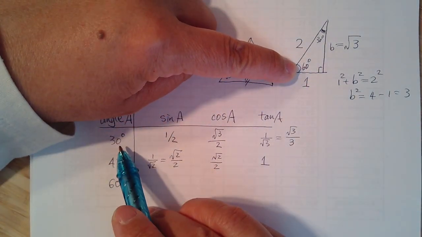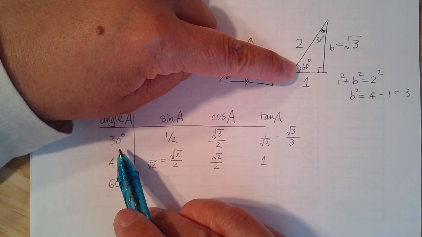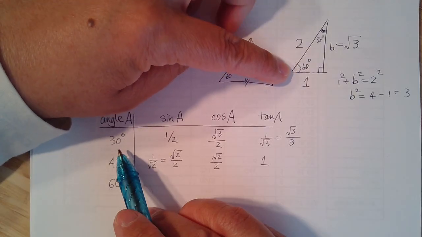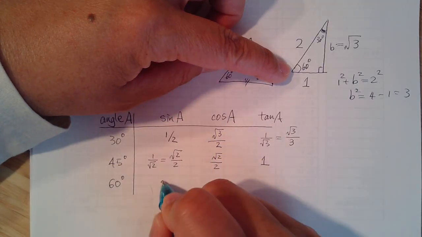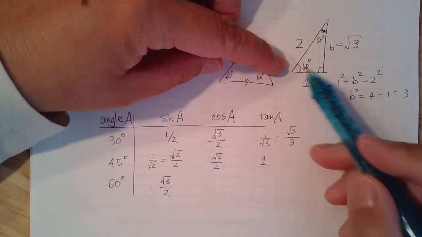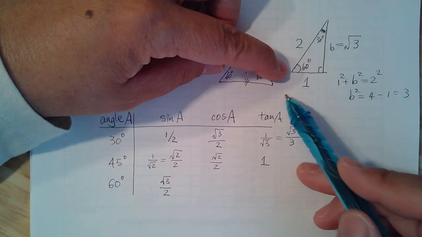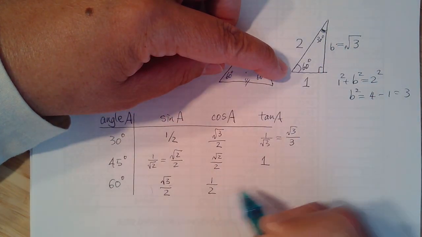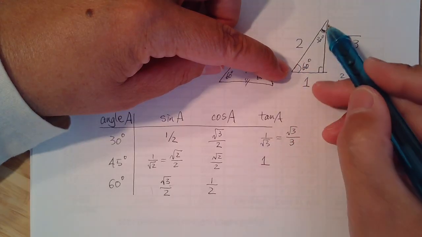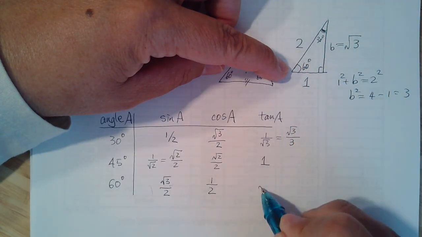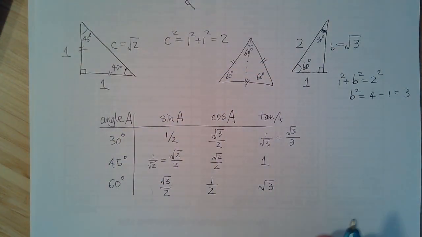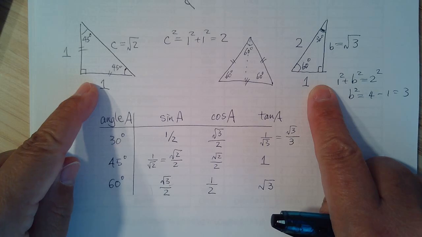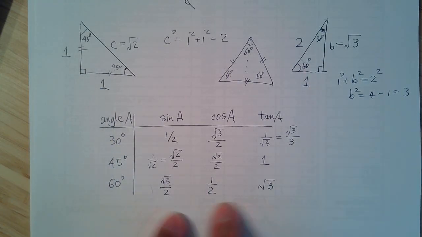Remember 60 degrees and 30 degrees, they are complementary because they add up to 90 degrees. So sine 60 should be the same as cosine 30. So that's root 3 over 2. Let me double check. 60 degrees, is that root 3 over 2? Yes. So this is 1/2. And the tangent of that should be this, root 3 over 1. So that is root 3 over 1, which is just the reciprocal of the other one. So these two are the most frequently used, very special right triangles. I want you to know this right away.